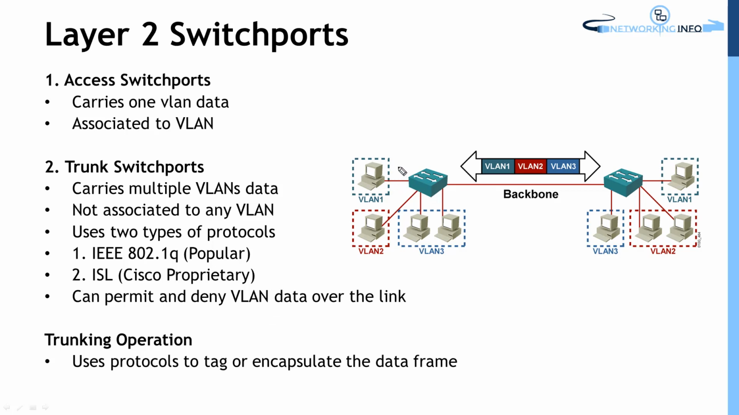So for example, VLAN 1 is sending data. This switch is going to insert a kind of tag value here like this. So this is our data. All devices are sending information. The tag value will be like VLAN 1, VLAN 2 and VLAN 3. So one side device is going to insert the tag or encapsulate the data, and on the other side the reverse process, decapsulate or remove the tag and send it to the appropriate VLAN. This is how the trunking operation works.